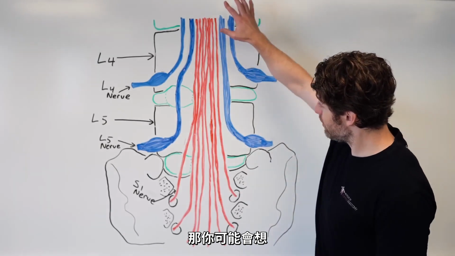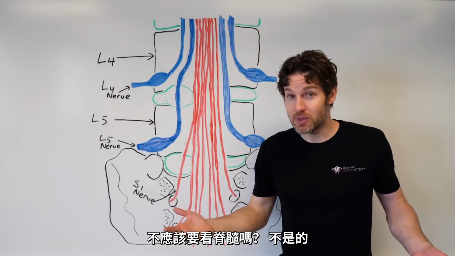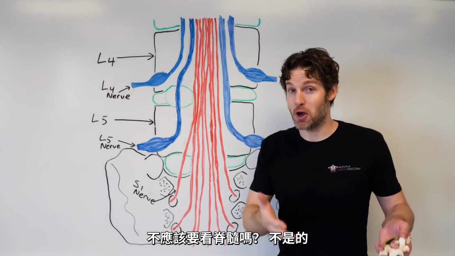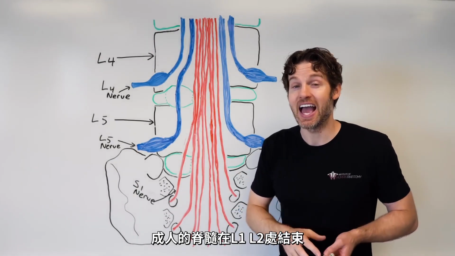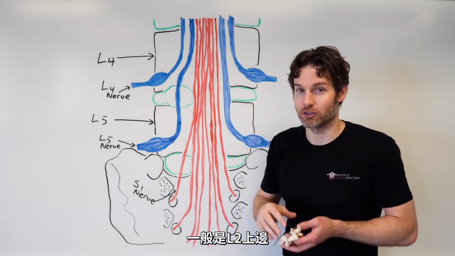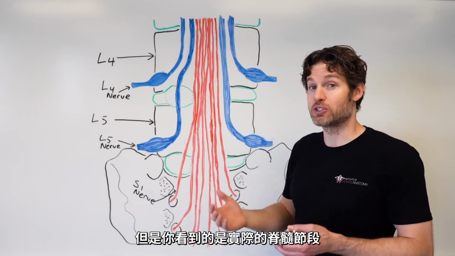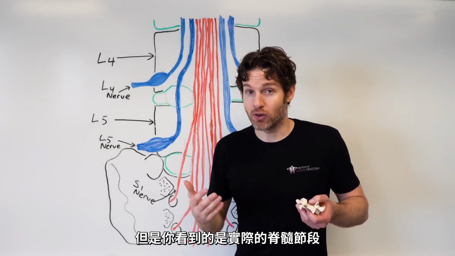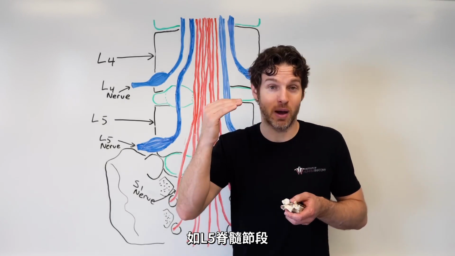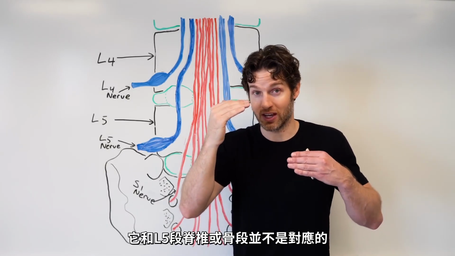But you might be thinking, well, we're looking in the spinal or vertebral canal here. Shouldn't we see the spinal cord? And the answer is no. The spinal cord in an adult actually ends at L1, L2, right at the superior border typically of L2. In an infant or a newborn, it goes down as far as L3 and L4. But what you're seeing is that the actual spinal cord segment, say like the L5 spinal cord segment, isn't lining up with the L5 vertebra or bony segment there.